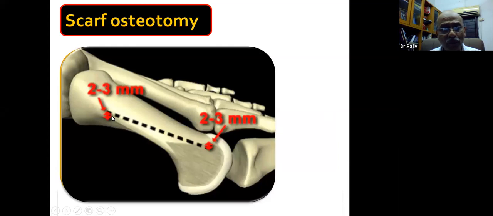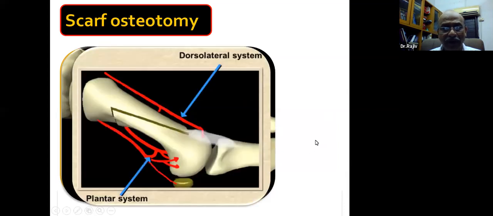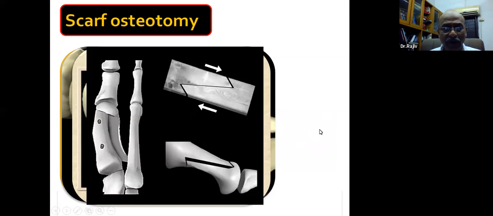So you put in a cut which is transverse into the shaft of the metatarsal, and another cut you're putting 2 to 3 mm below the dorsal surface of the metatarsal here, and 2 to 3 mm above the plantar surface of the metatarsal proximally. And you are right in between the vascular tree. So this is the way diagrammatically it looks.